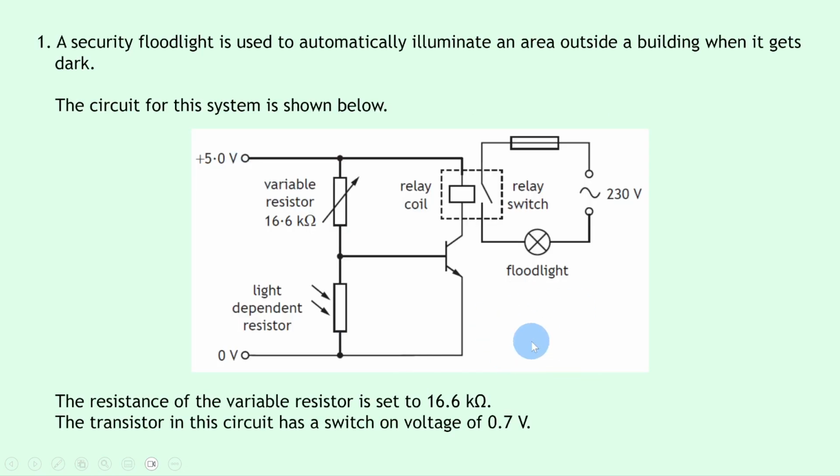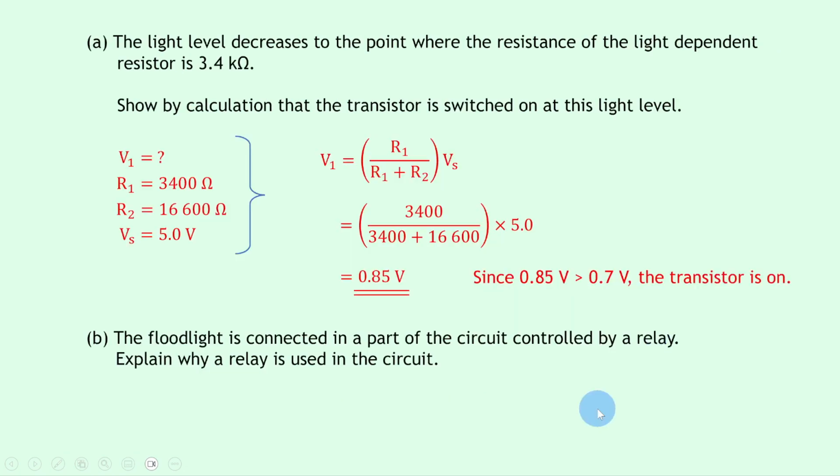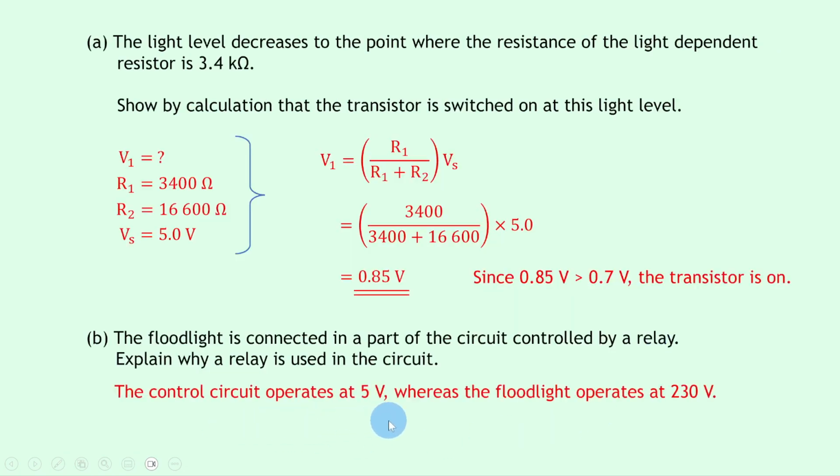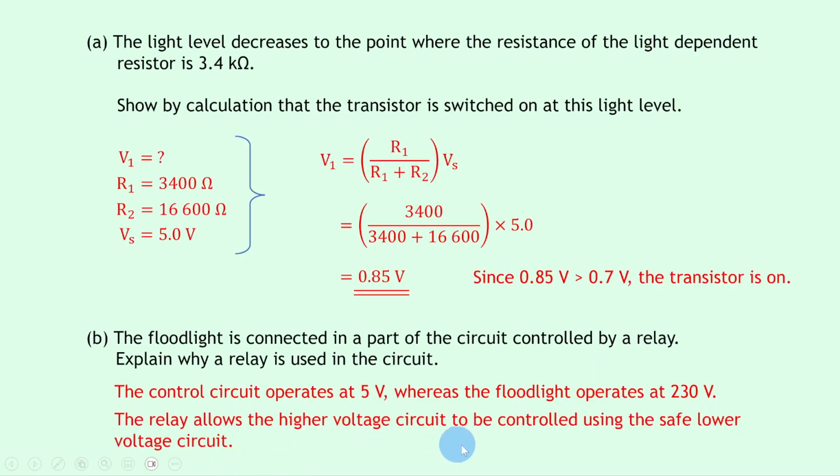Well, looking back at the diagram, we can see that the control circuit is operating at 5.0 volts, whereas the second circuit over here with the floodlight operates at 230 volts. So we could say that the control circuit operates at 5 volts, whereas the floodlight operates at 230 volts. And we could then go on to say that the relay allows the higher voltage circuit to be controlled using the safe lower voltage circuit. And remember, this is the main reason for using a relay switch. It sort of acts as a safety feature.